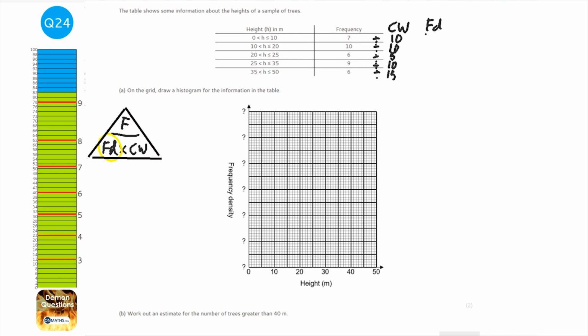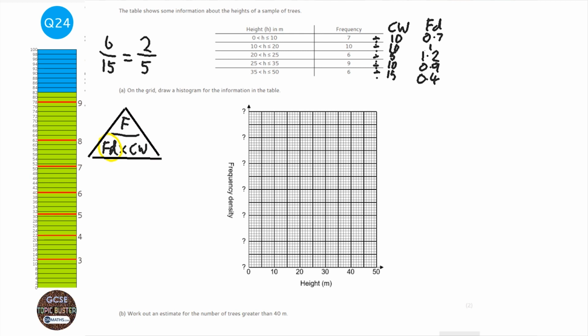Okay, so 7 divided by 10 is just 0.7. And then 10 divided by 10 is just 1. 6 divided by 5 is going to be 1.2. I'm writing too small here. Let's try it again. So 1.2. 9 divided by 10 is going to be 0.9. And 6 divided by 15, ooh, that's going to be quite a tricky one. So let's do the bus stop method for this. Or, I could do it as a fraction. 6 divided by 15. And I notice that I can divide top and bottom by 3. So that's 2 over 5. So it's just 2/5, which is going to be 0.4. There we go. There's always a way.